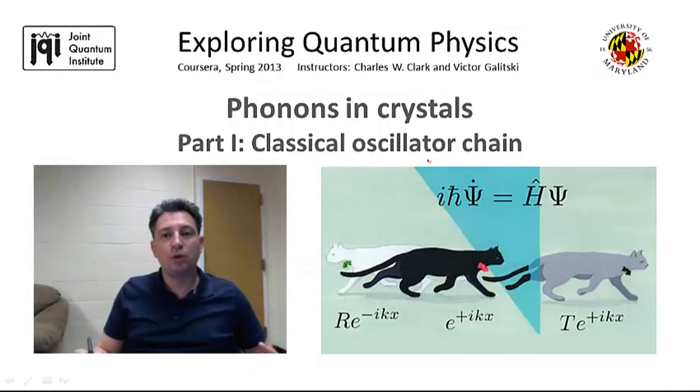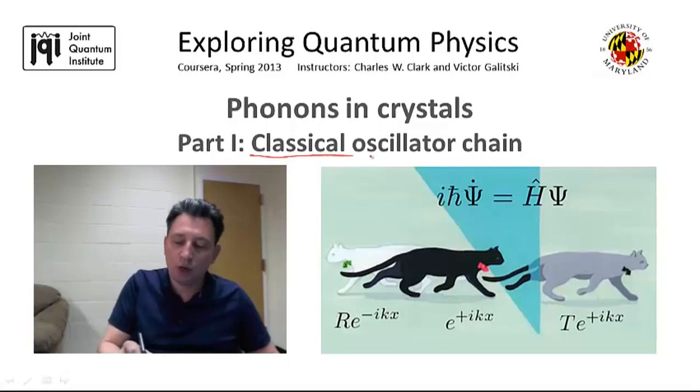In this video I will solve the problem of a classical crystal, or an infinite chain of classical oscillators, and I will determine the normal modes in this system. And as I mentioned, I will actually do it in a chain, which means it's in 1D.